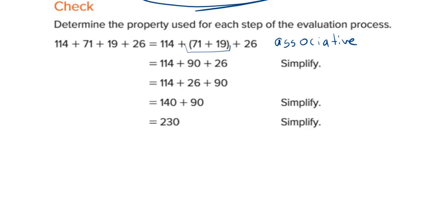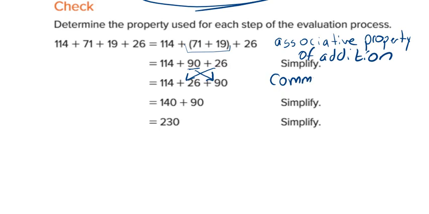So here, they want us to determine what property was used. So when I look at this first thing, and then I go to the second, the part that changes is right here. So they added in parentheses. So that would be the associative property. Now, technically, when you go to identify this in the future, you'll want to say associative property of addition to specify which operation it's happening to.